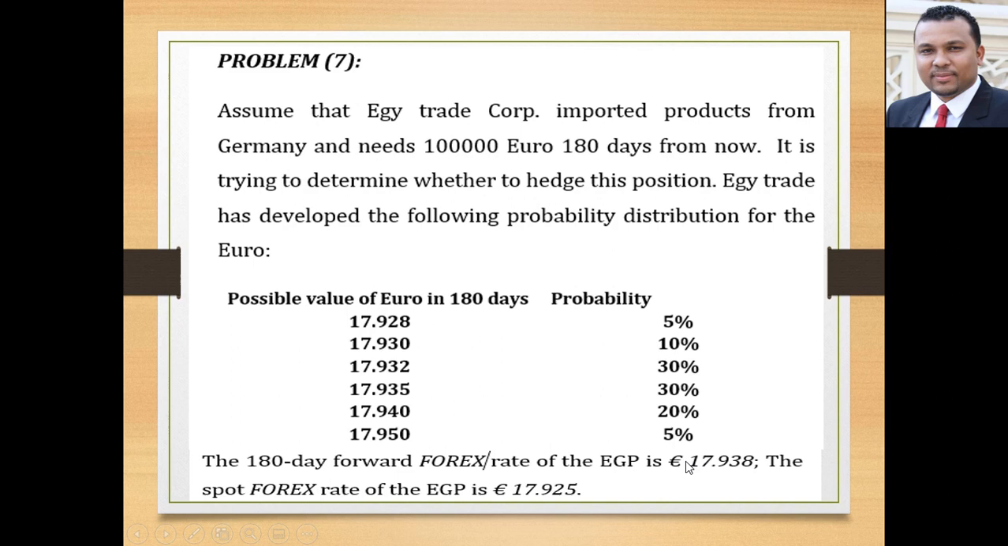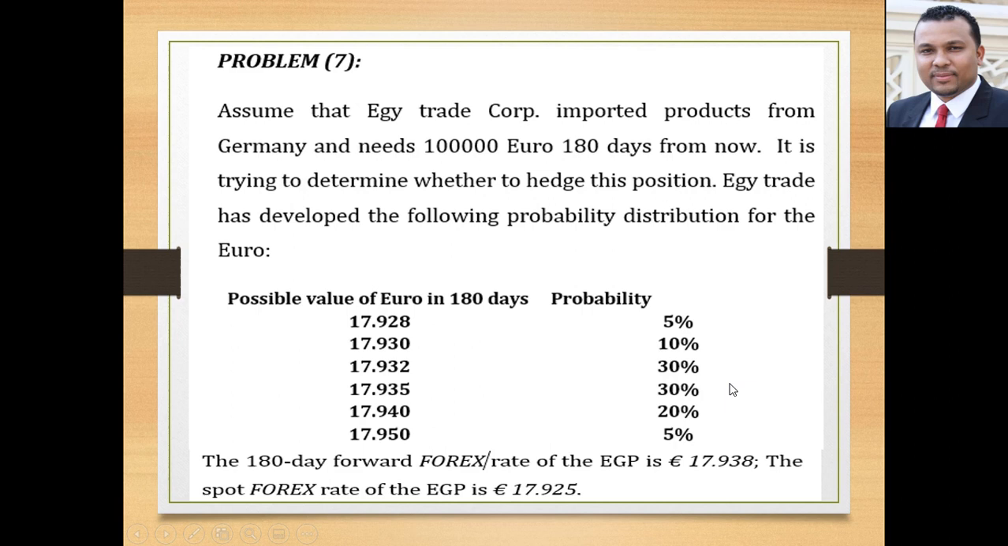17.938 Egyptian pound. Probability that after 180 days, maybe the rate equals 17.928. How many percent or probability for this expectation? 5%. Maybe 17.930. How many percent? 10%. Expectation 17.932. After all expectations or estimations or forecasting, from now to 180 days, after 180 days from now, 30%, 30%, 20%, 5%. All percent equal 100%.